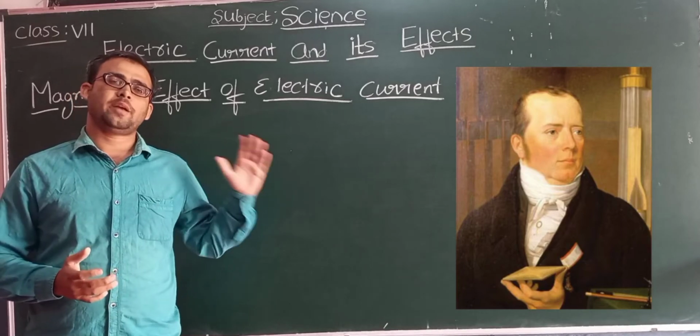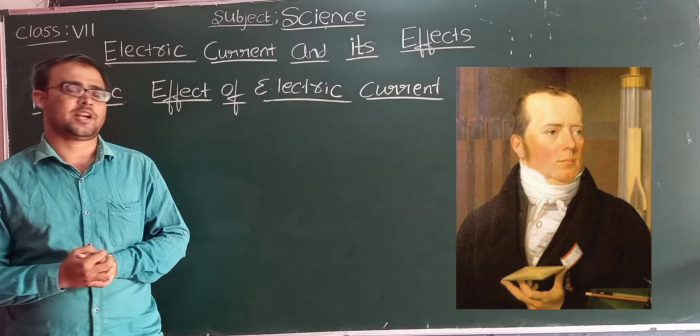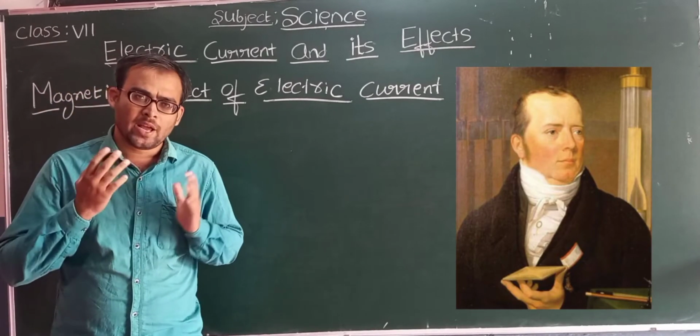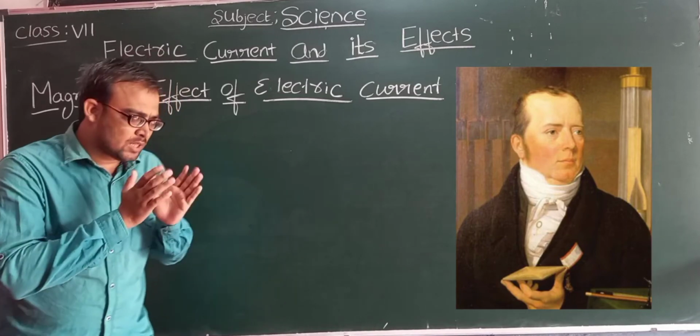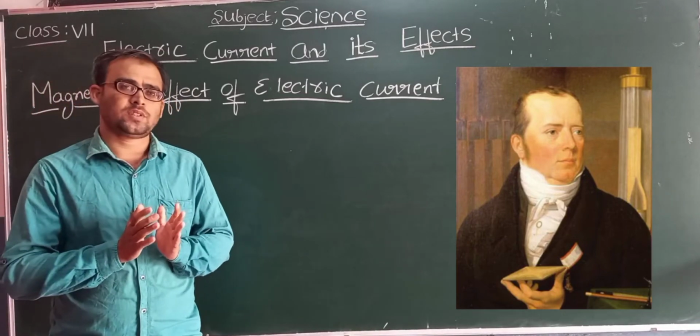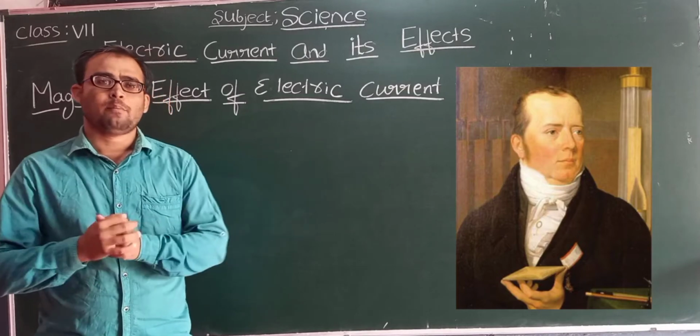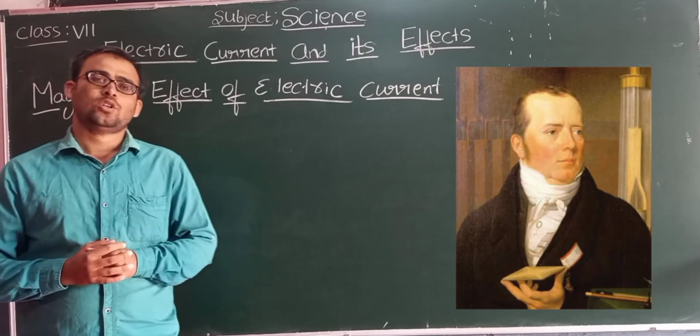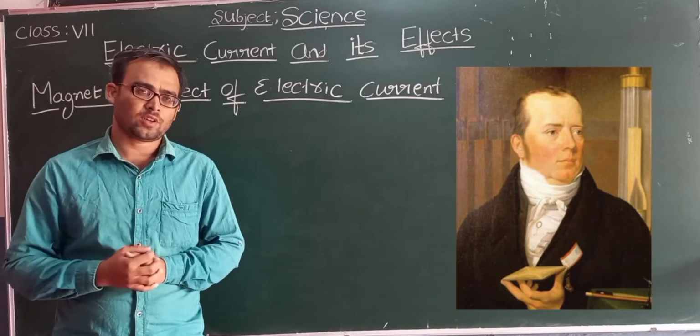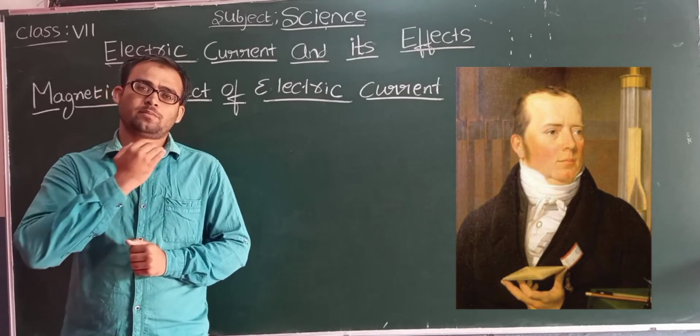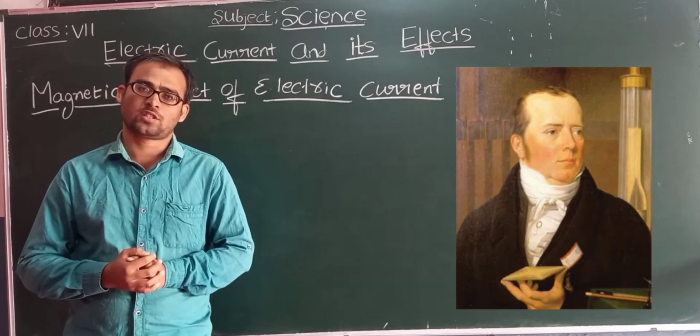Students, the scientist by the name Hans Christian Ørsted observed this, and he discovered the magnetic effect of electric current. So which scientist discovered the magnetic effect of electric current, students? The scientist by the name Hans Christian Ørsted.